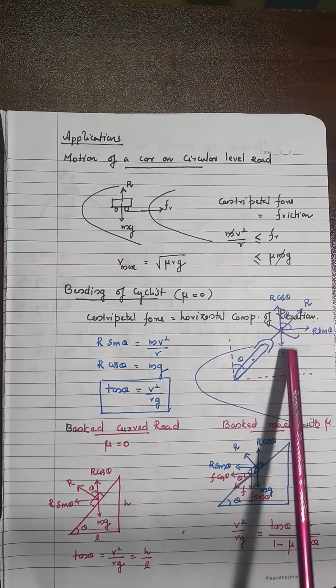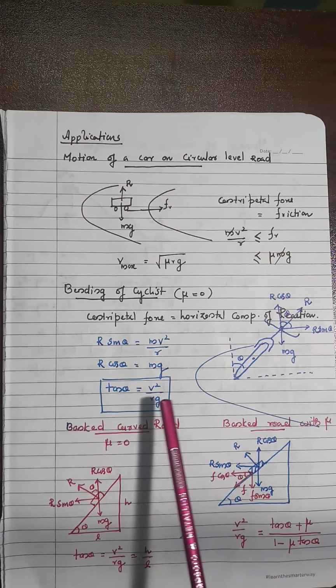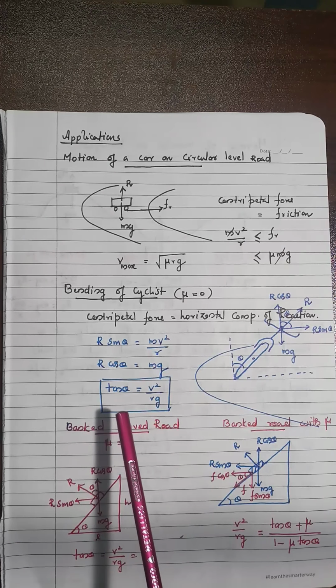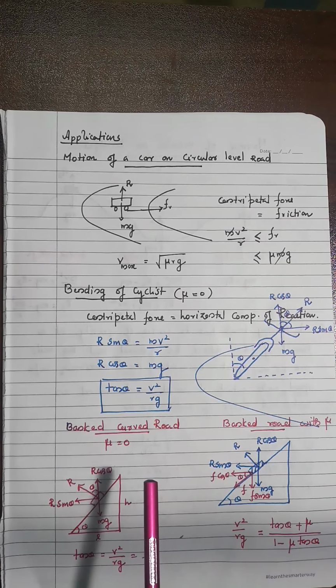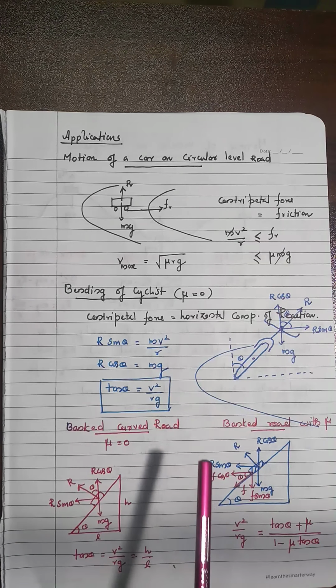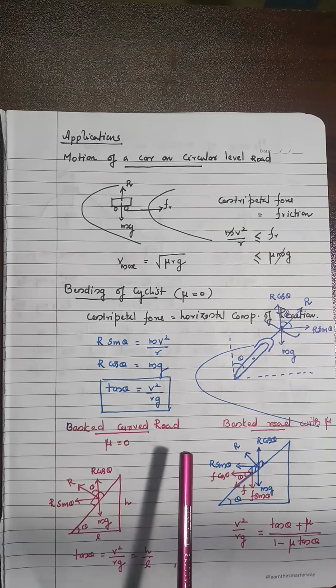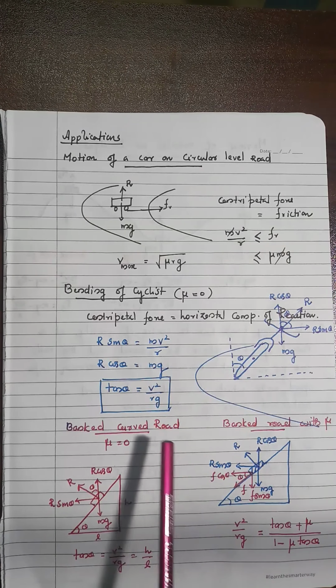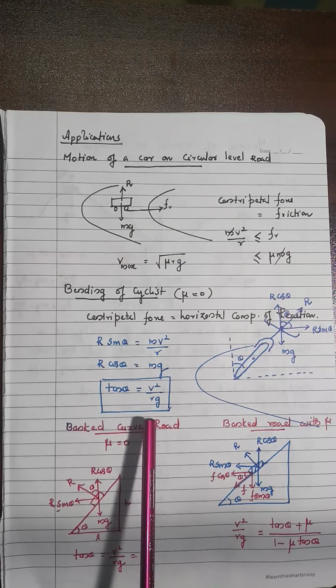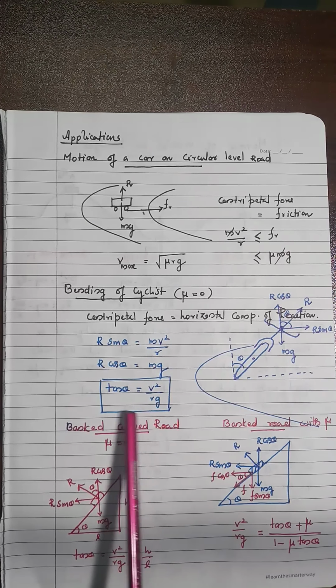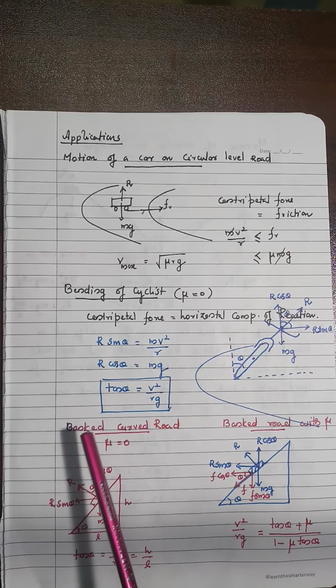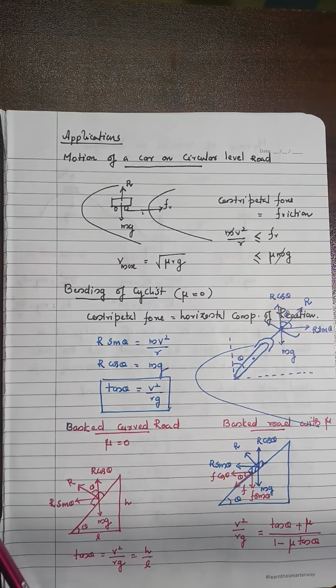By using the equation of motion, we get the very important relation for how much angle the cyclist should tilt to move with a velocity v in a circular path having radius r. So you get the relation tan theta equals v square by rg.